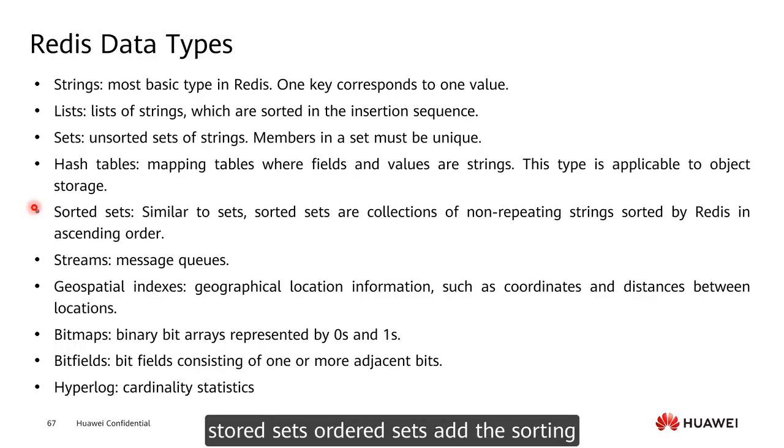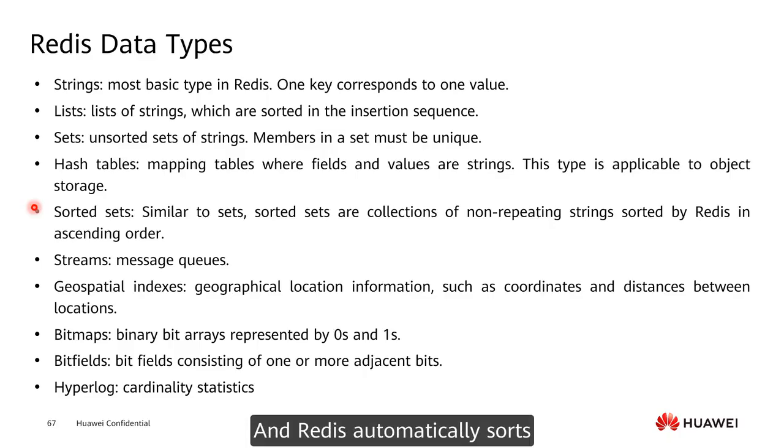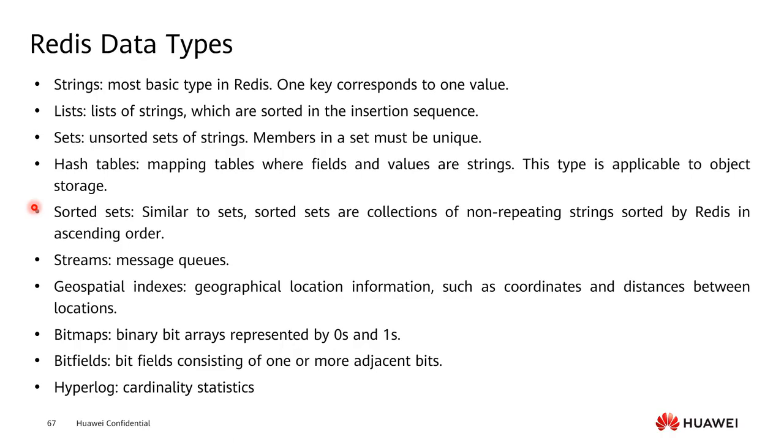Sorted sets. Ordered sets add the sorting function based on the set. Each element is associated with a score, and Redis automatically sorts the elements based on the score. This is very useful for ranking, weighted search result sorting, and other scenarios.